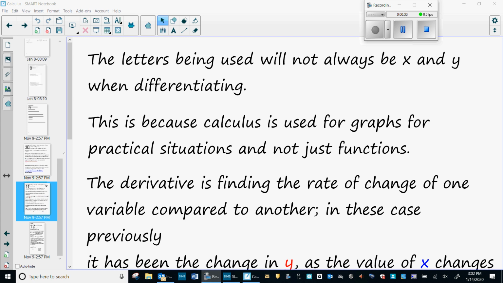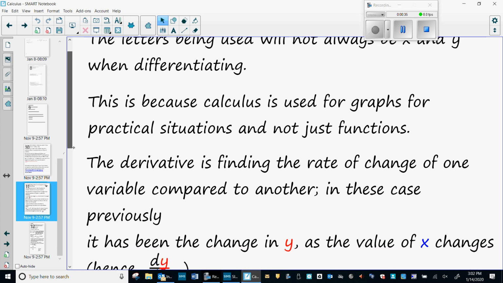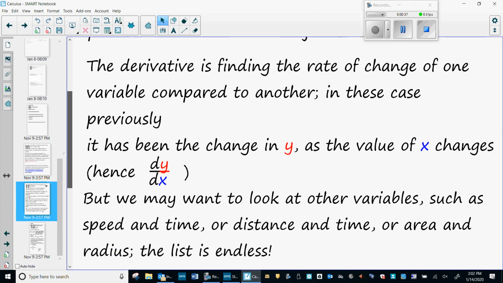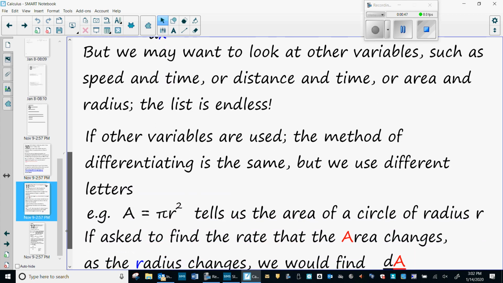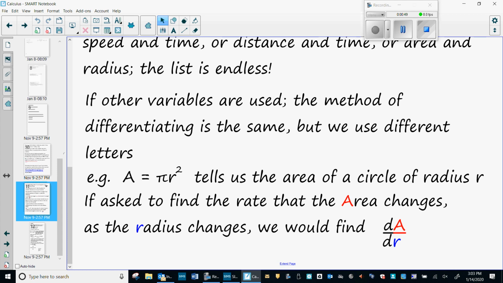The derivative is finding the rate of change of something. As I've said, the rate of change of y as the value of x changes would be known as dy/dx. If we had some other kind of expression, for example this, what's this formula? A equals pi r squared, the area of a circle. So A equals pi r squared tells us the area of a circle with radius r.